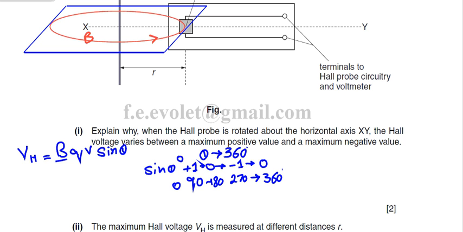So we have to mention the dependency of VH on theta, right? And as theta varies, sine theta varies from +1, which is the maximum value, to -1. So that's the answer to this part. Moving to the next part.